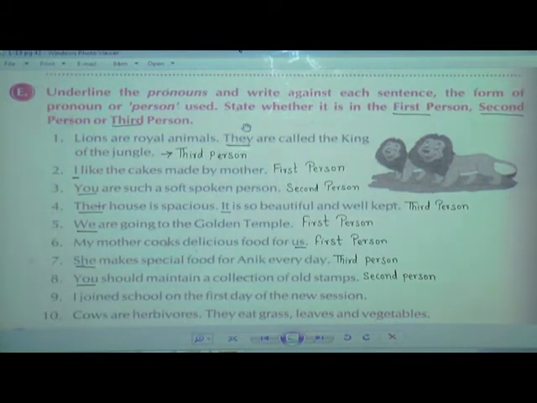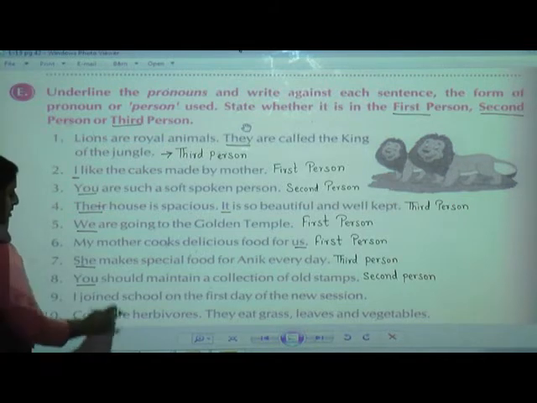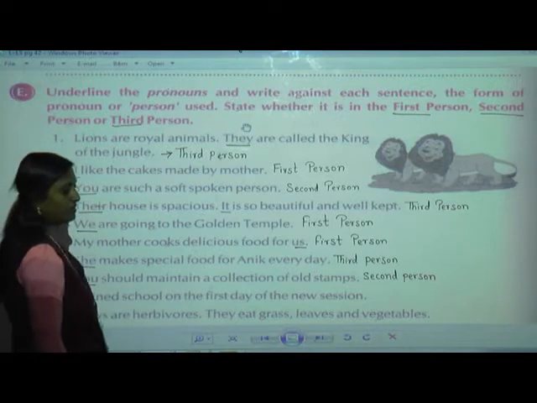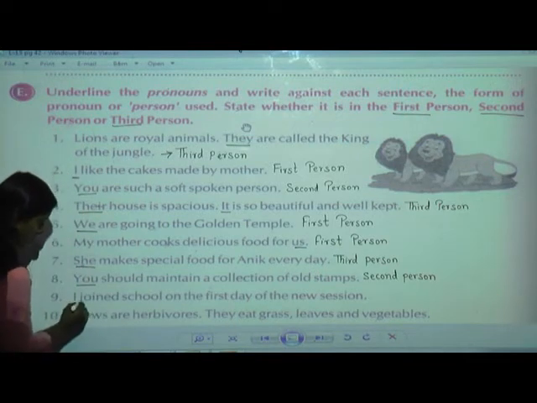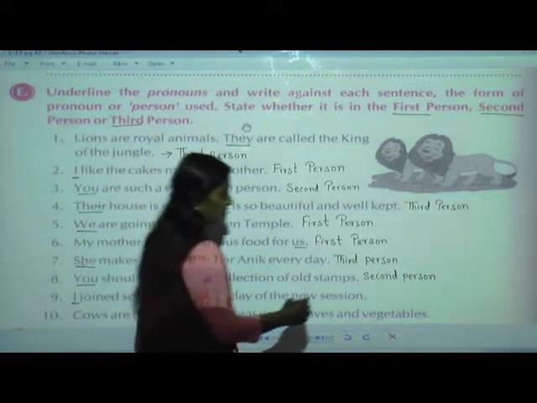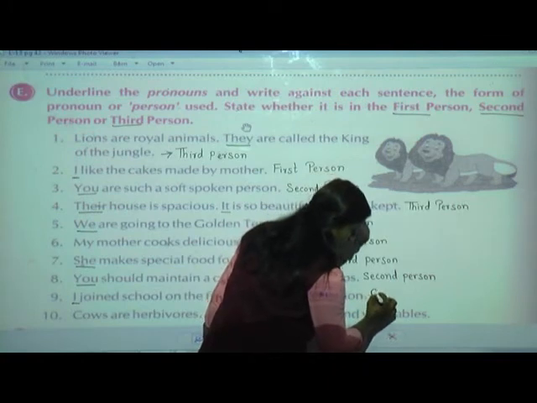I joined school on the first day of the new session. Yes, I joined school on the first day of the new session. "I" means the speaker. I am telling. So I am the first person.